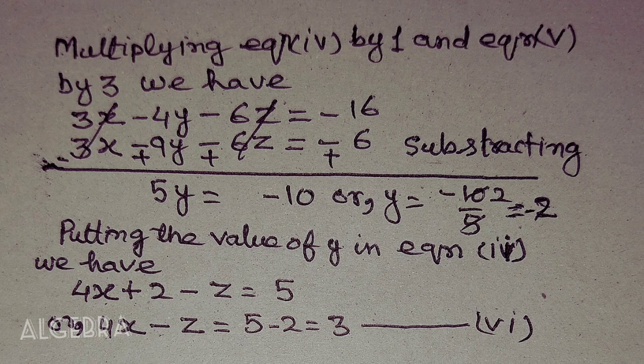Subtracting, cut 3x and 6z to 6z. So 5y is equal to minus 10, or y is equal to minus 10 by 5 is equal to minus 2. Putting the value of y in equation 4, 4x plus 2 minus z is equal to 5, or 4x minus z is equal to 5 minus 2 is equal to 3.